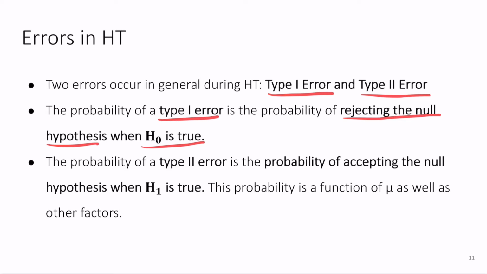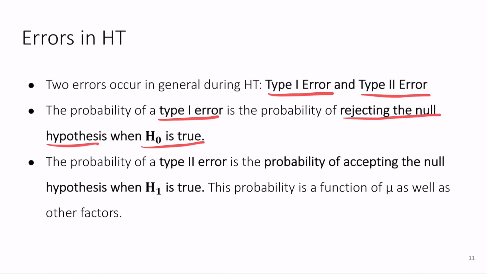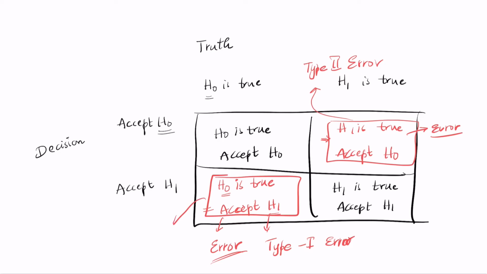What is a type 2 error? In this diagram, this part represents the type 2 error. A type 2 error is where we accept the null hypothesis when the alternative hypothesis is true. Now, in general, type 1 error is represented as alpha, and type 2 error is represented as beta. So remember the symbols: alpha for type 1 error and beta for type 2 error.